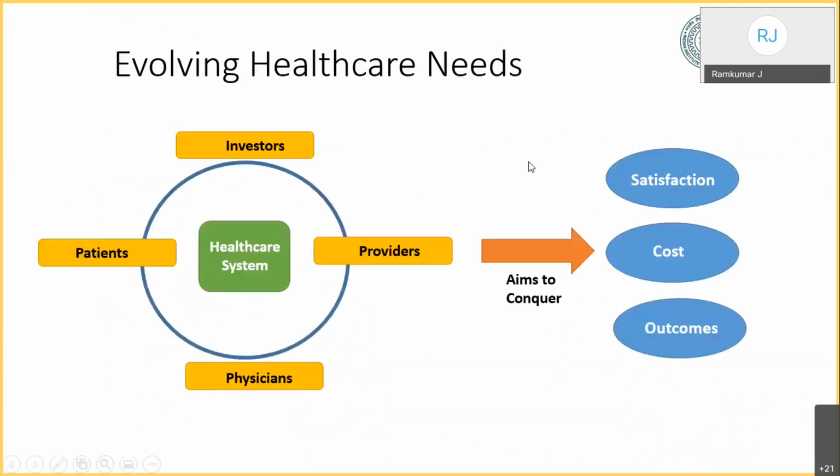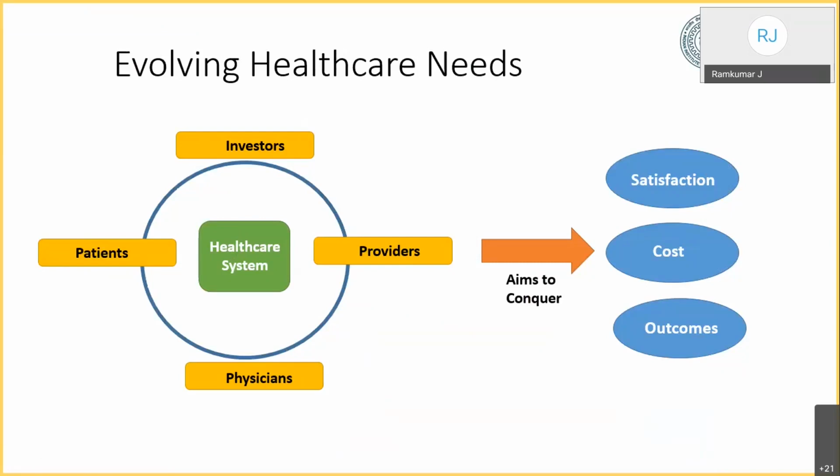When we talk about healthcare needs, today there is a big demand for healthcare products. We are looking for economical and sustainable healthcare solutions for problems. In the healthcare industry, there are 4 people: the patient, physician, provider, and investigator. All these 4 people work on it.